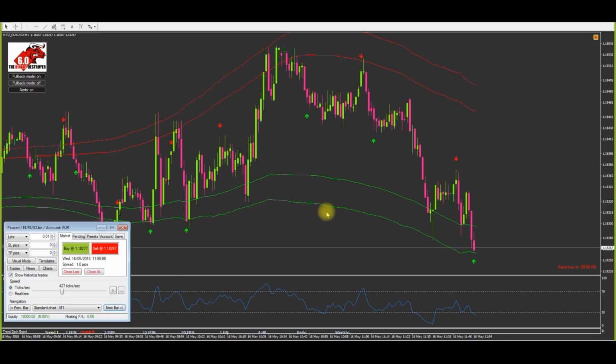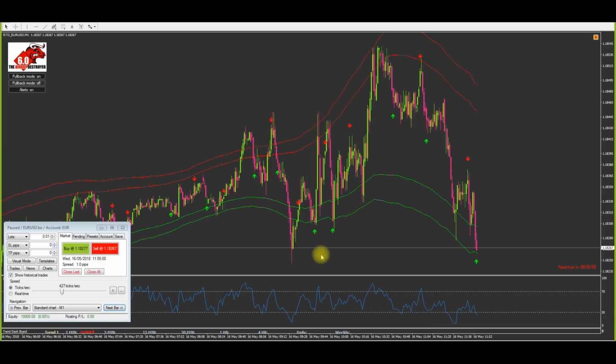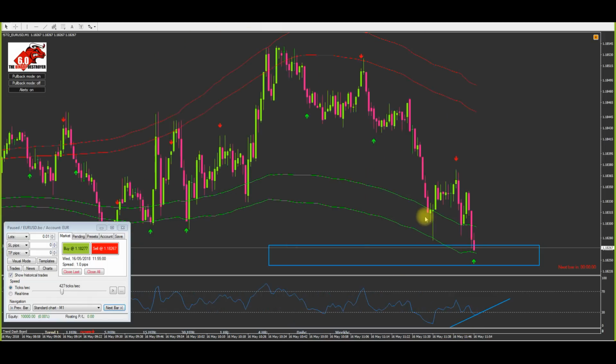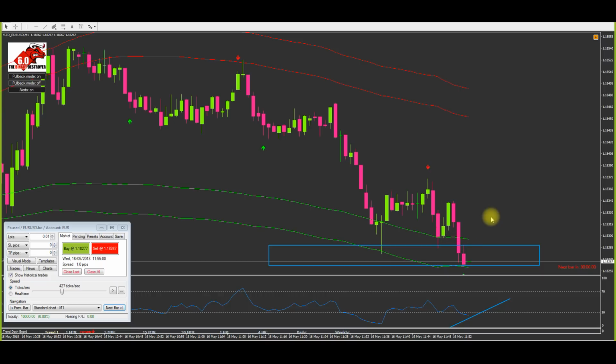If this was live, would I take this setup? Again, can you see another area of resistance? Just by zooming out, you can see that area of resistance again. You see that bounce, that second bounce. Have we got momentum slowing down in the market with the RSI? Yes, we have. So again, I would probably go for another 10-minute expiry.